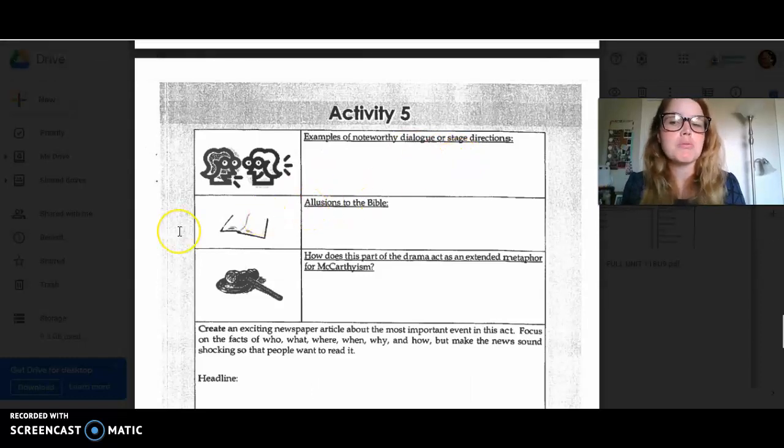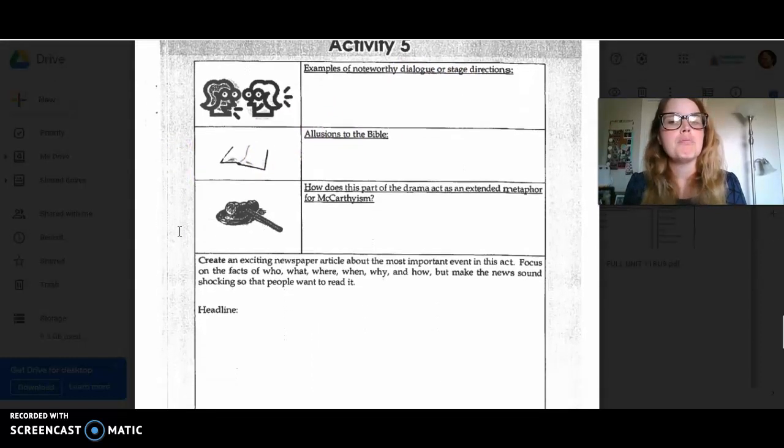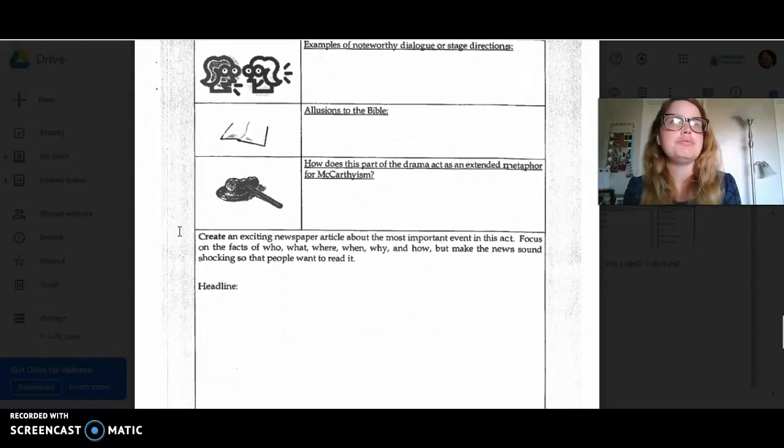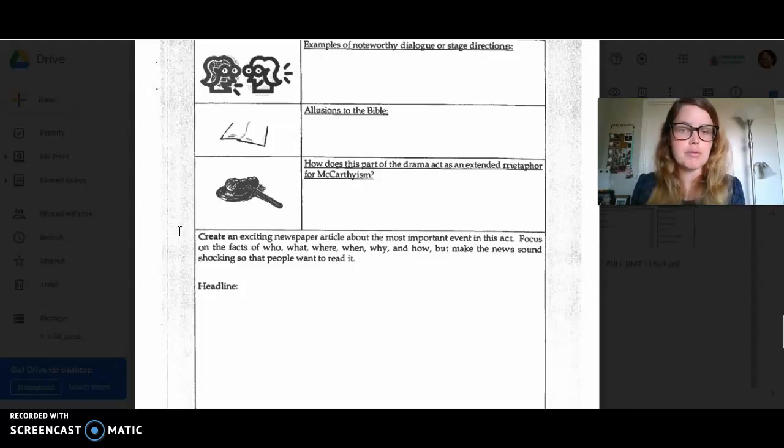Allusions to the Bible. Remember, these are parts where, if you hadn't read the Bible, you wouldn't know what they're talking about. So if they make a reference to Satan, or if they reference like John verse 12:15 or something like that, those are all allusions to the Bible. If they talk about Noah, if they talk about anything like that, that's an allusion to the Bible.